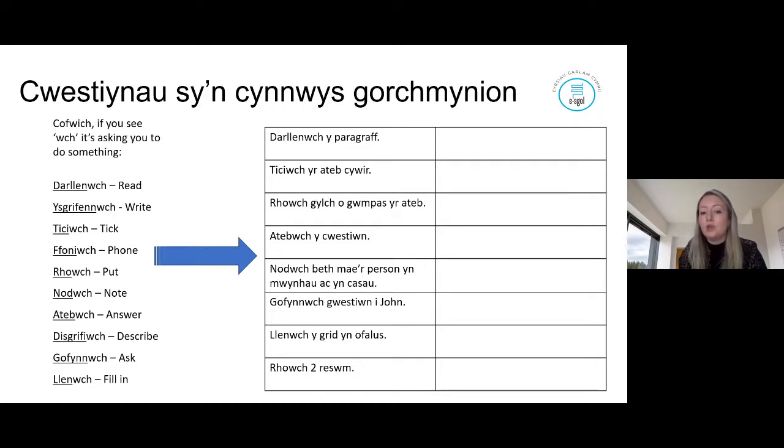Gofynnwch gwestiwn i John. Llenwch y grid yn ofalus. Or roch dau reswm. Okay, so I'm going to give you a couple of minutes now to try and work out what those questions mean. Write your answers in the chat. Just write them in English as you go along. It doesn't matter what order you write them in, and we'll go through them and check if you've understood those questions.